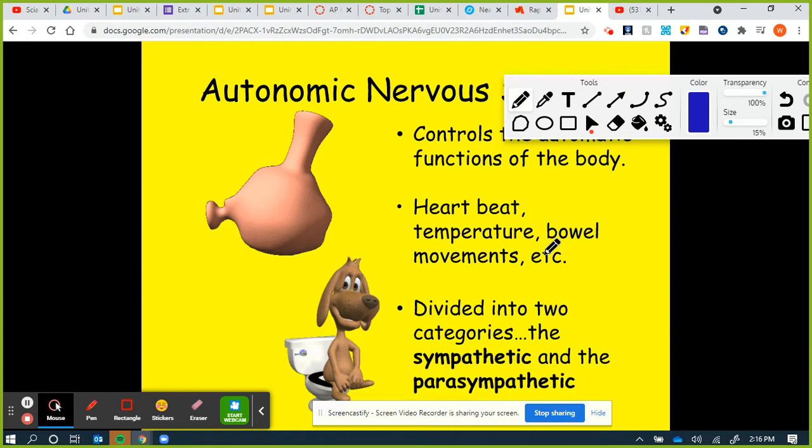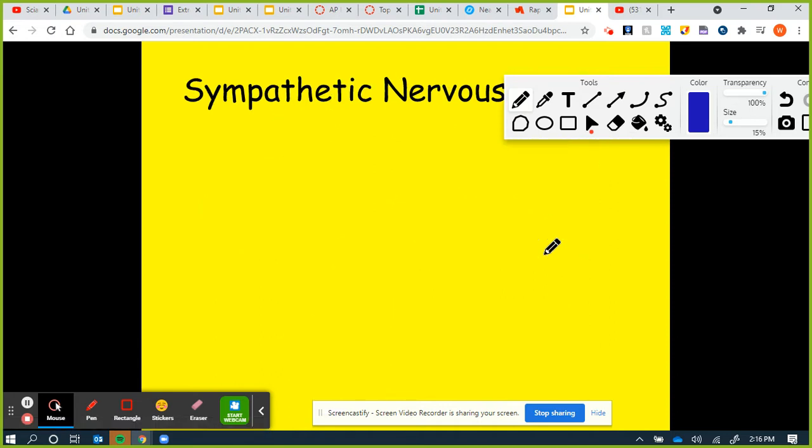Now, the autonomic nervous system is broken down into two separate systems. And these two systems kind of keep us homeostatic. They're both active at the same time, but sometimes one gets more active and the other one has to step in to calm it down, or vice versa. The sympathetic nervous system is our fight or flight system.